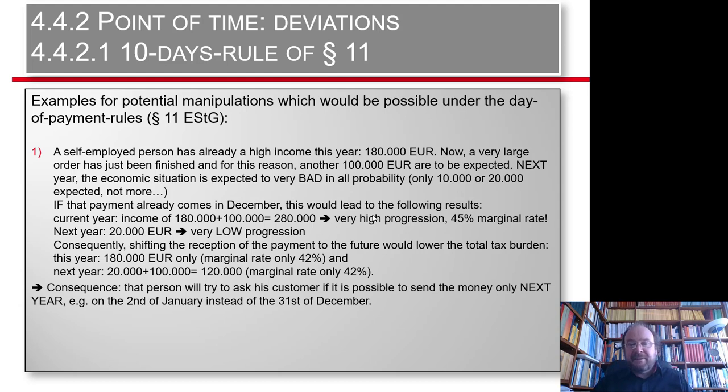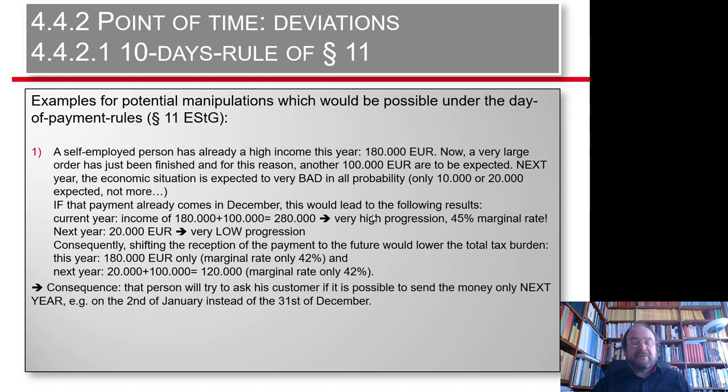Now it would be an idea to say, okay, can't I shift these 100,000 to next year by calling my customer and say, does it matter? Could you please wait with the bank transfer until January instead of end of December? That would make a difference, because if I shift the payment to next year, then I have to pay taxes on 180,000 only this year, not the highest tax rate at least. And next year I will get off with 120,000.